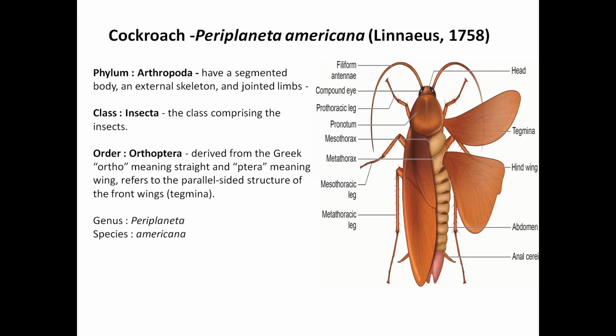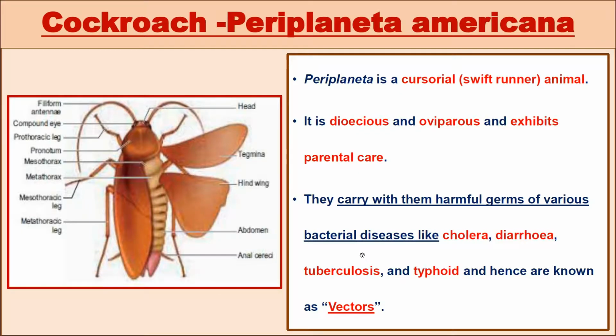Classification. Cockroach belongs to the phylum Arthropoda, which means jointed limbs. Organisms with jointed limbs belong to this phylum. Class Insecta. This comprises all the insects. Order Orthoptera, which means organisms having straight wings. Ptera means wings. Genus Periplaneta and species name americana.